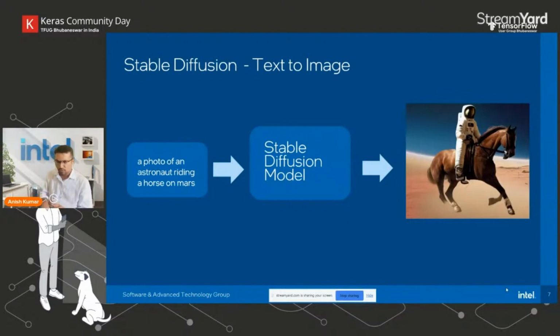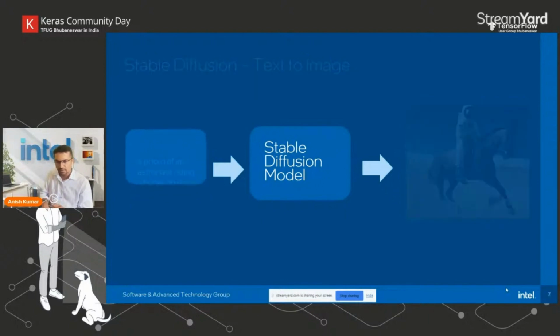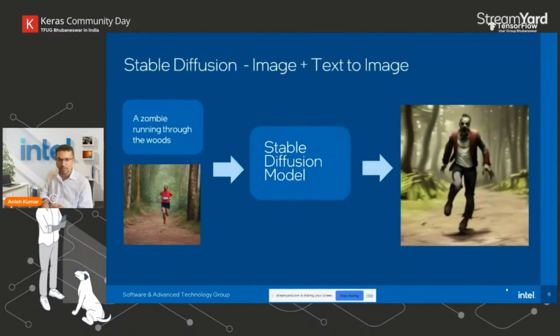There's another option for Stable Diffusion too: you can not only give prompts, you can also give an image and a prompt, and ask it to generate a totally new image. Here I'm giving an image of a person running in the woods, and also giving a zombie running through the woods as a prompt. It spits out a totally brand new image with a zombie.